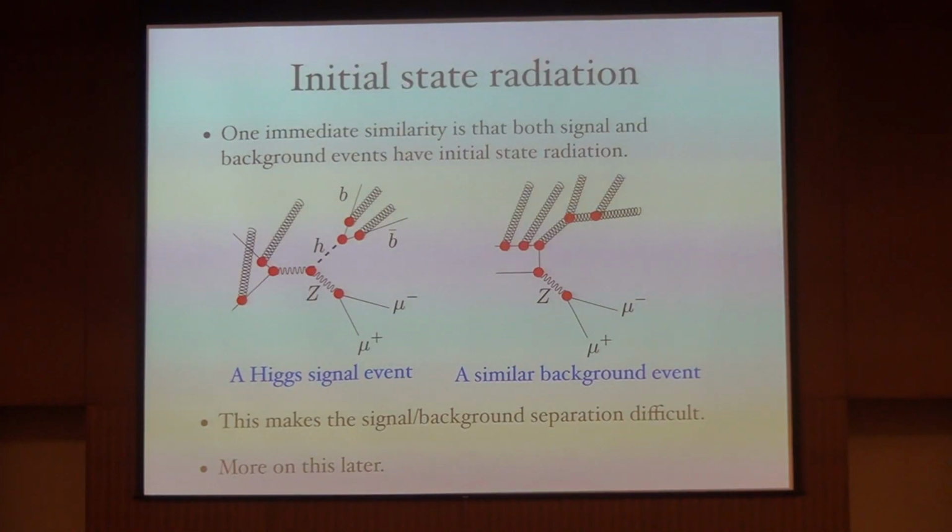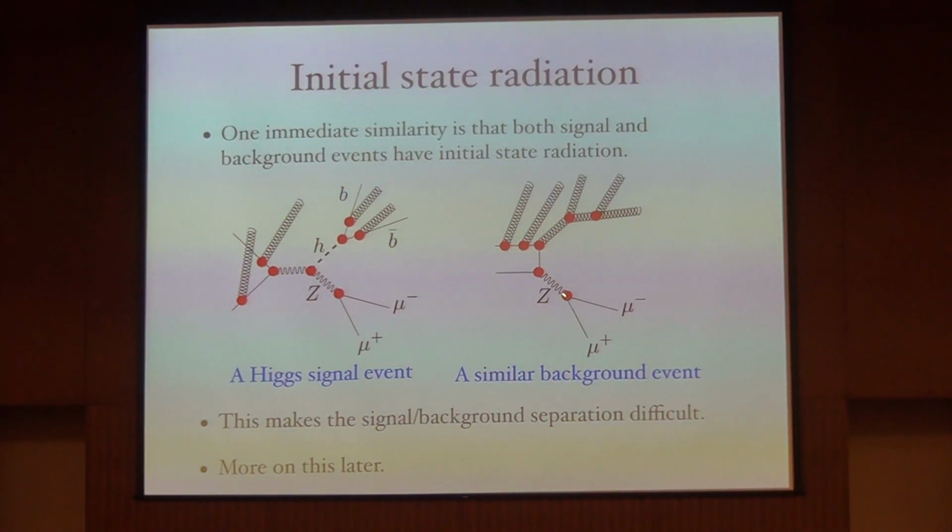So first, similarity is initial state radiation. Both the signals and the backgrounds have initial state radiation. So here is our signal event. Well, I dressed it up, so now my B quarks radiated some gluons, so it's getting to look a little more complicated. But furthermore, the incoming quark and incoming anti-quark both radiated a gluon in this particular event that I drew. And the gluons, one or both of them, can come in the same angular region as all this stuff from the Higgs decay.